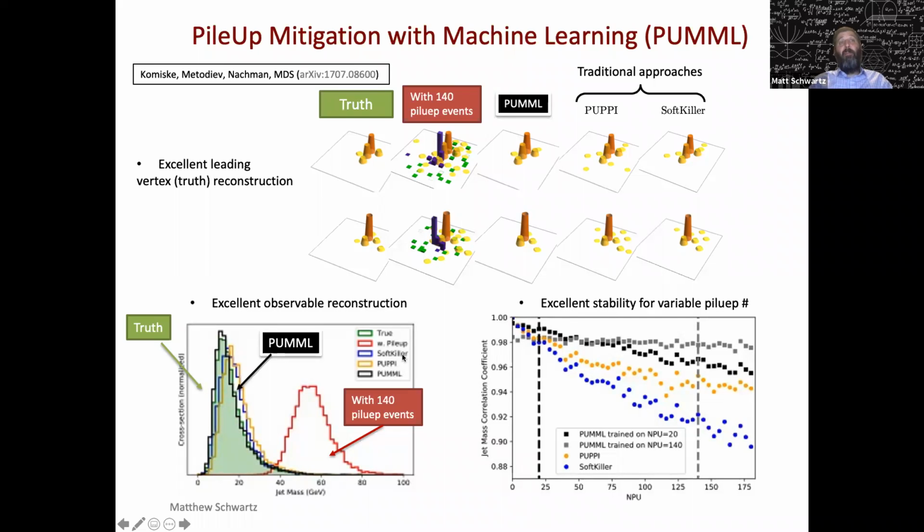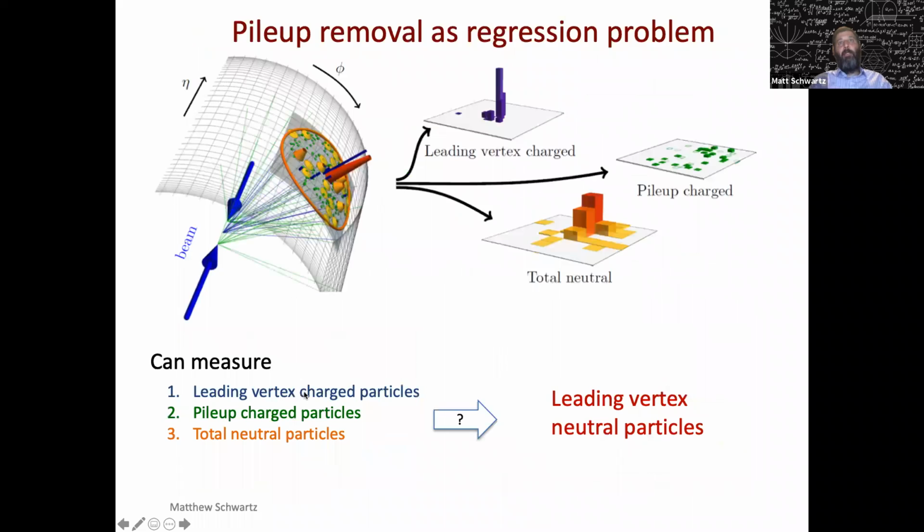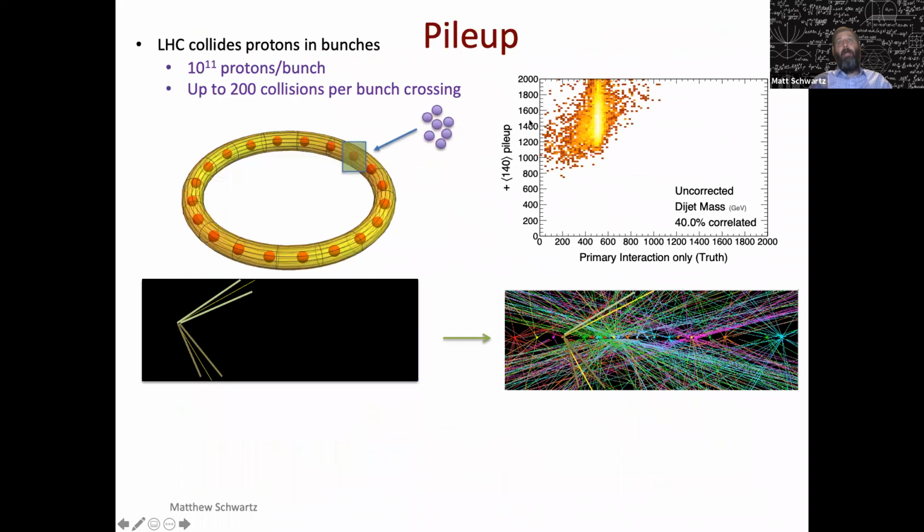And you can quantify this as well. So you can see, for example, if you look at the jet mass, so this is this plot I showed you before. If you look at the mass, you start off with this broad distribution that's much larger, and you're trying to regress out the x-axis here.